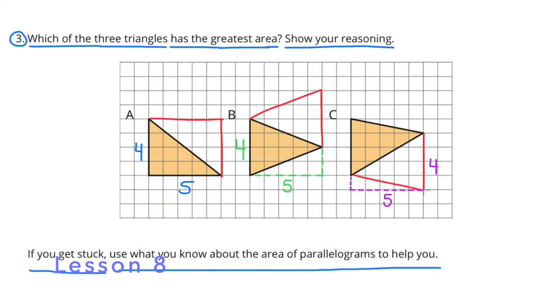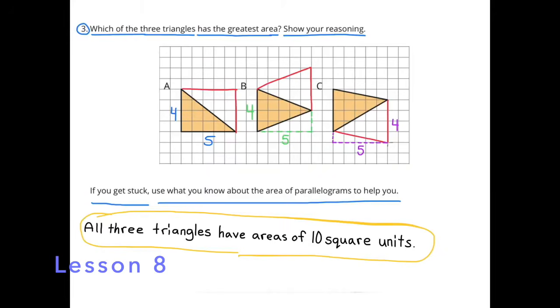They all have a base of 5 units and a height of 4 units, which is an area of 20 square units. So all the triangles would have an area of 10 square units. It turns out that none of the 3 triangles has the greatest area. They all have an equal area of 10 square units.